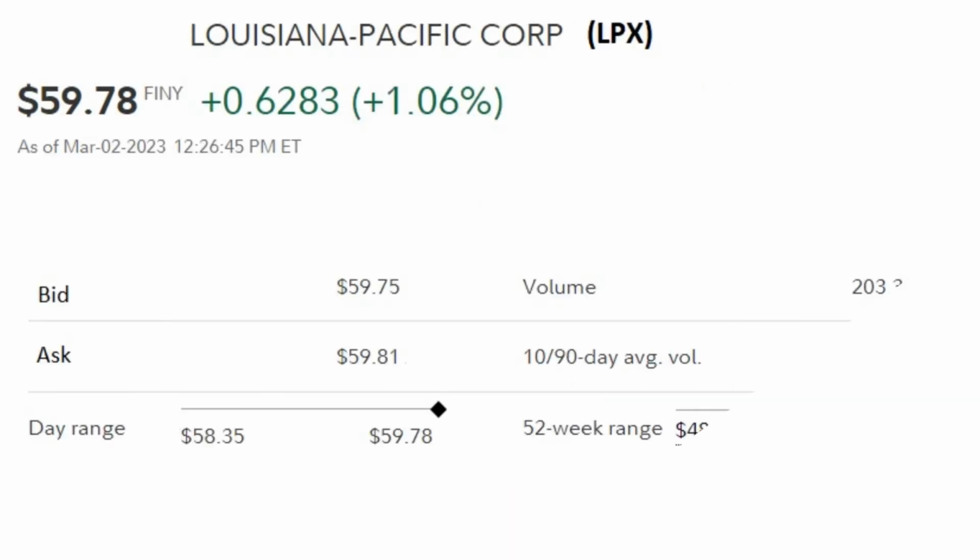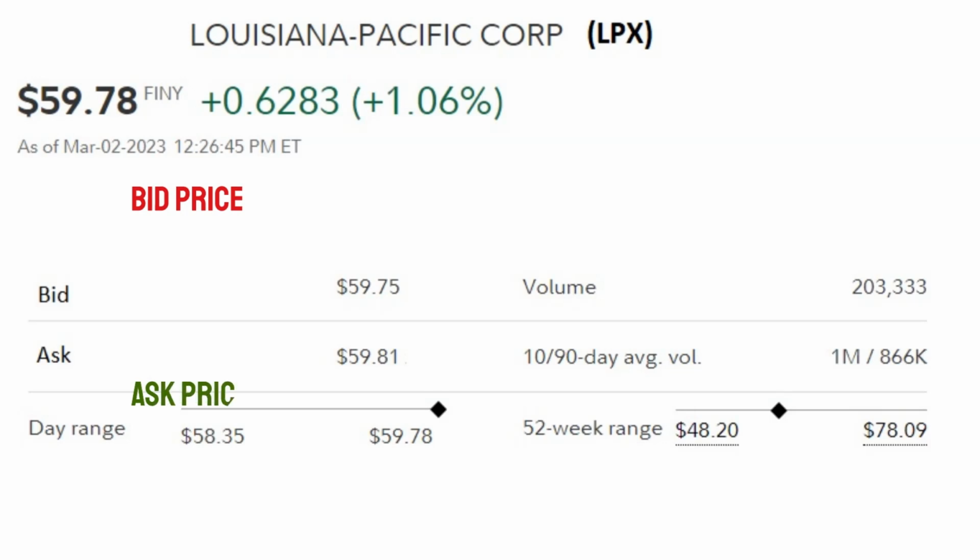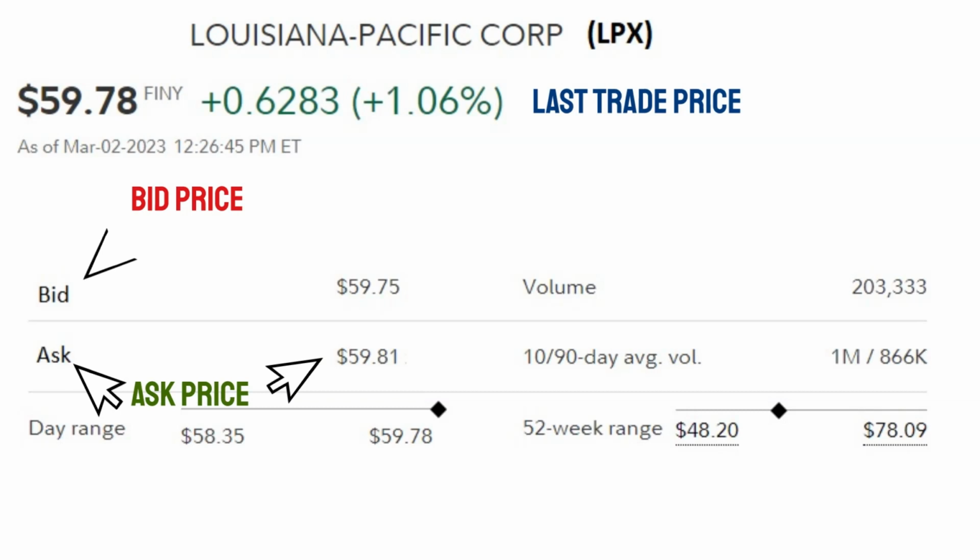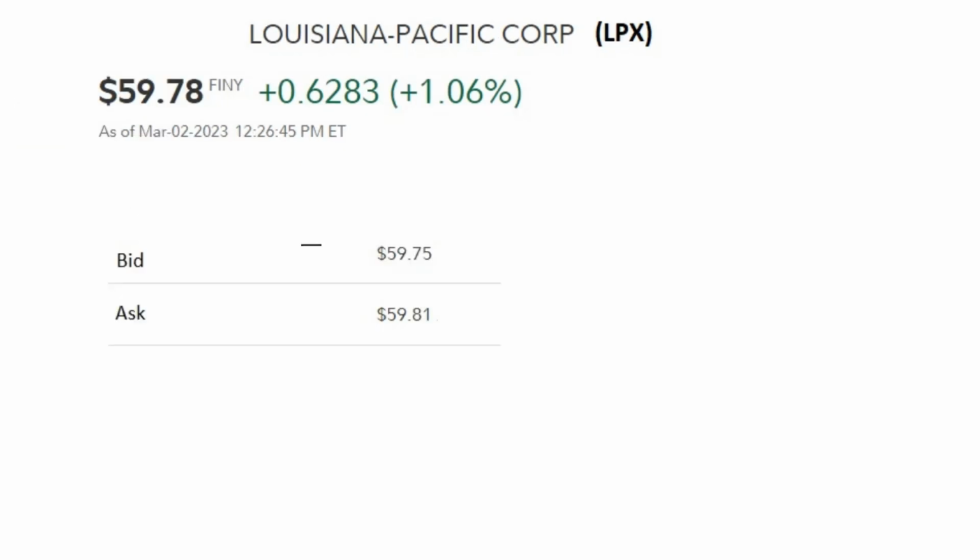First of all, when you look at real-time market quotes, you will see bid price, ask price, and last trade price. Ask price refers to the lowest price at which a seller will sell the stock. If you buy a stock, you are paying that price. That is your buying price. Bid price is the highest price a buyer will pay to buy at any given time. That will be your selling price. The bid price is always lower than the ask price.